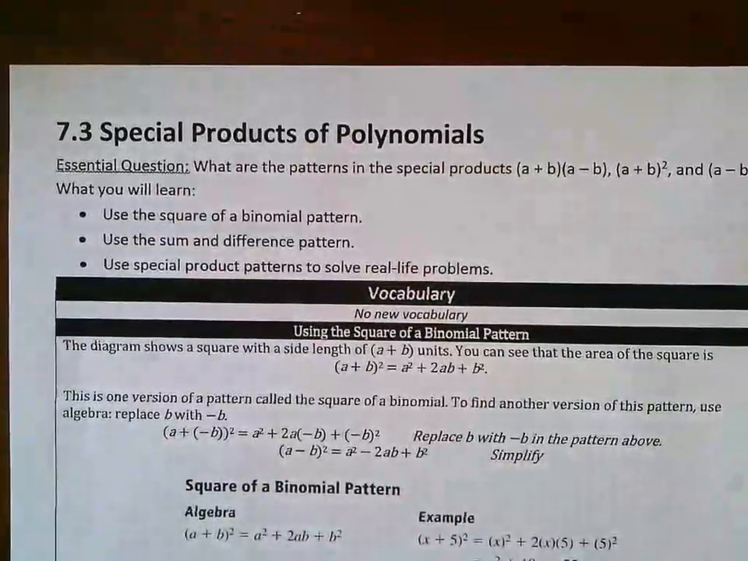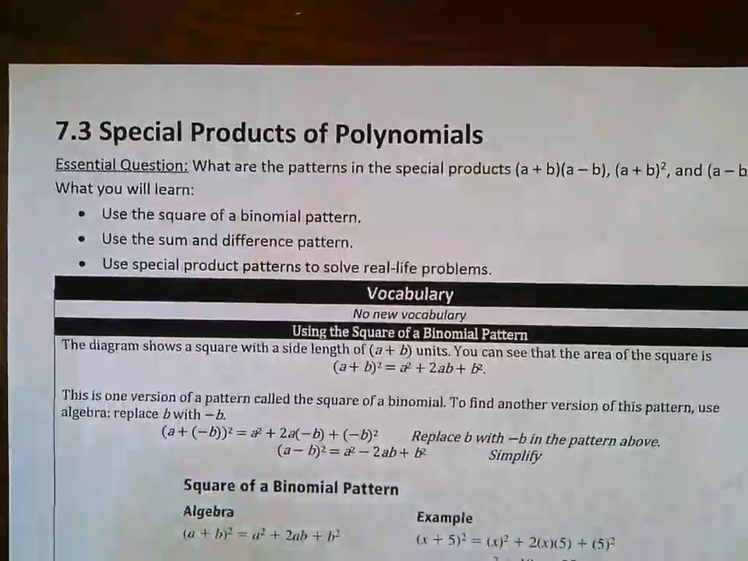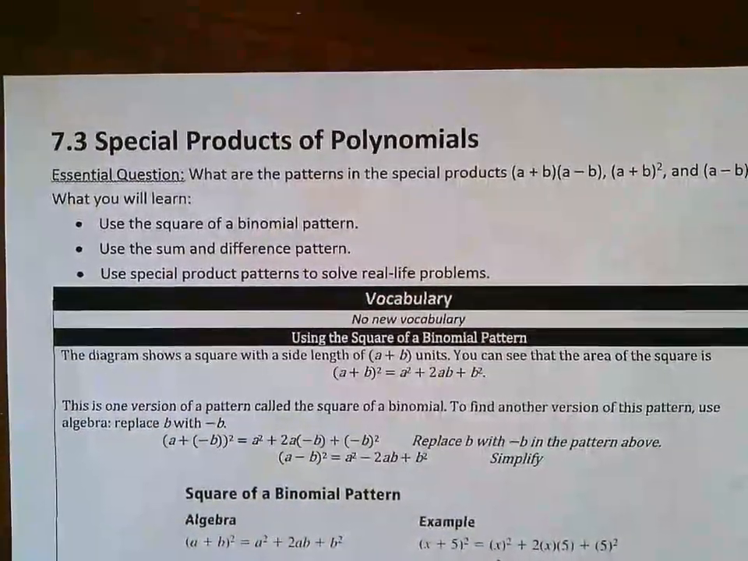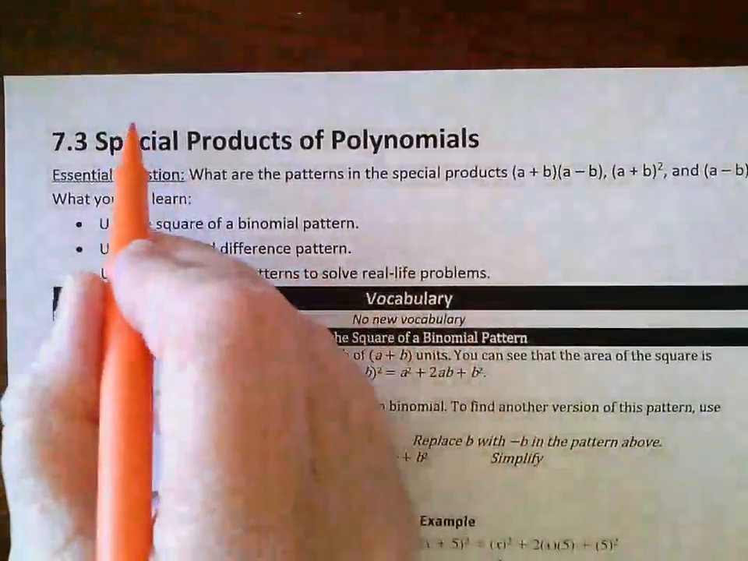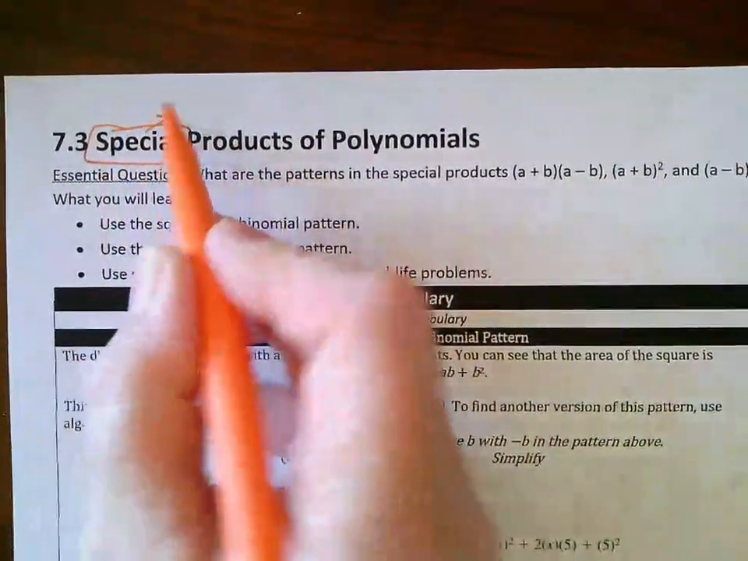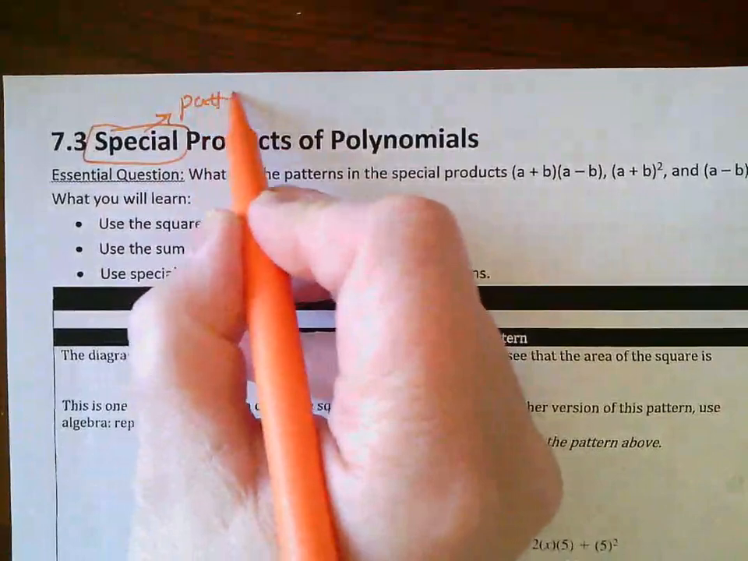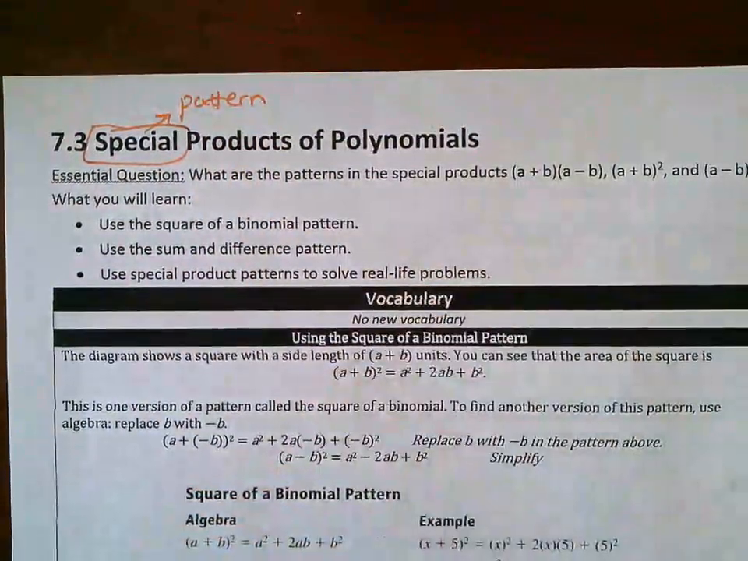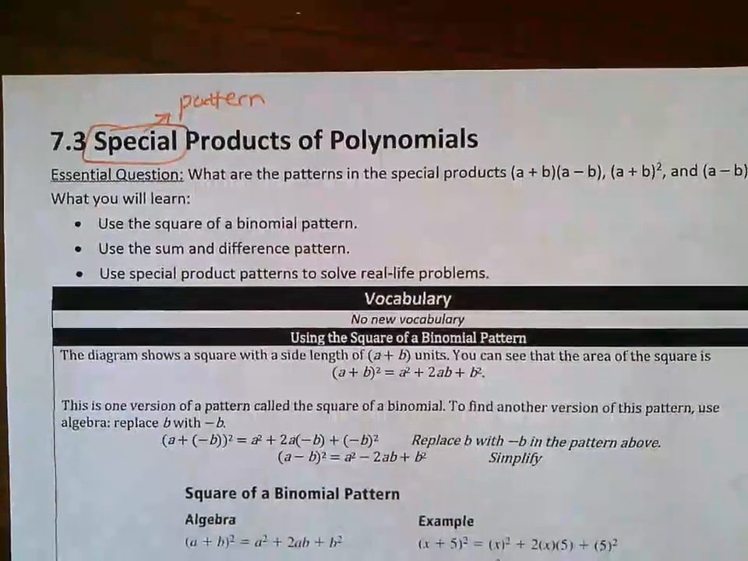Okay, so we're talking about lesson 7.3, special products of polynomials. And anytime in mathematics when you see the word special, this means there's a pattern. So special just means pattern. That's all you got to worry about. So if there's a pattern to something, usually that makes it easier.